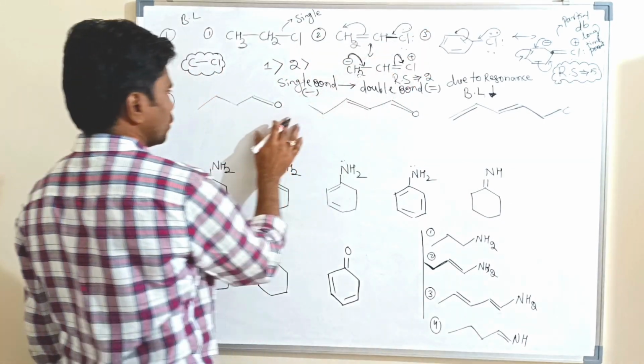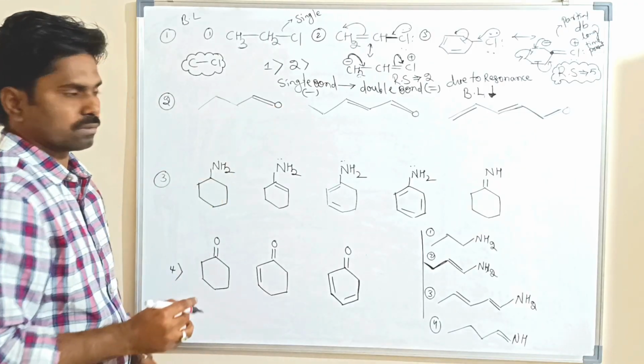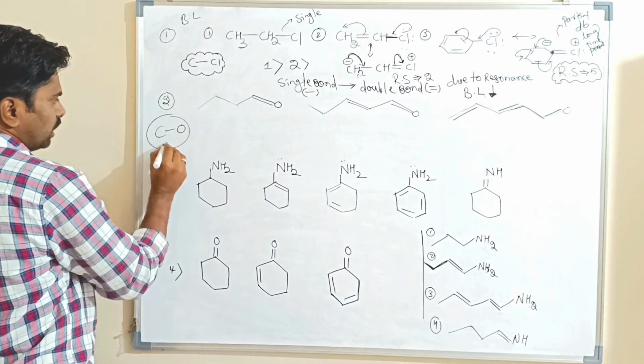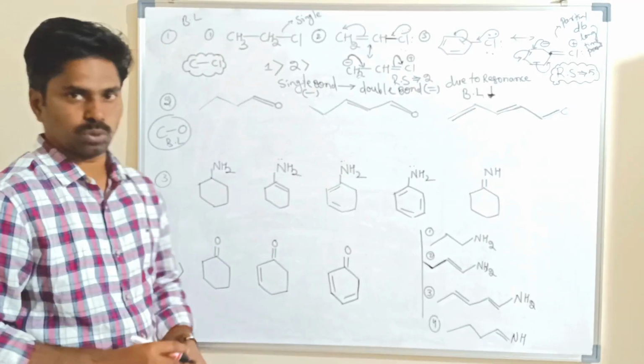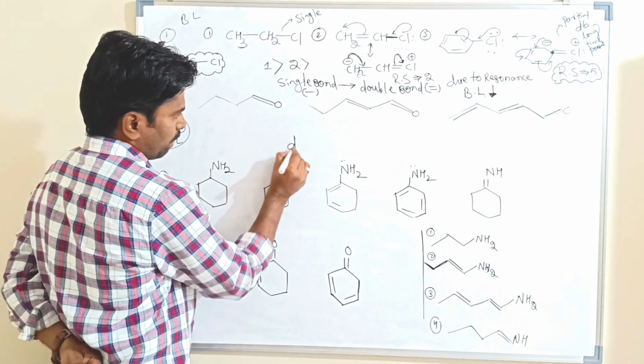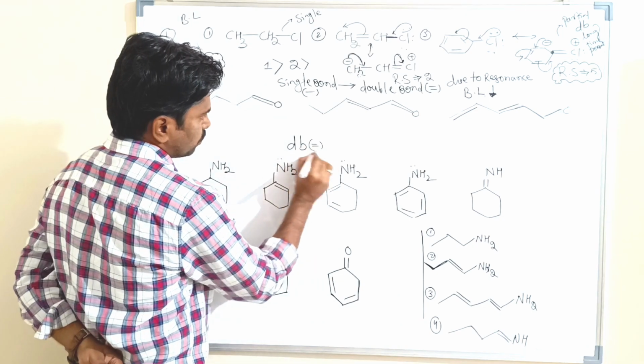Understood? Right. Come to this question. Here a double bond is present between the carbon and oxygen. Your question is which has the greater bond length between the carbon and oxygen. Now in this case there is a double bond. Now the double bond becomes a single bond.